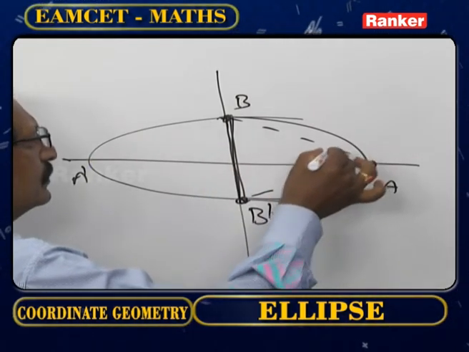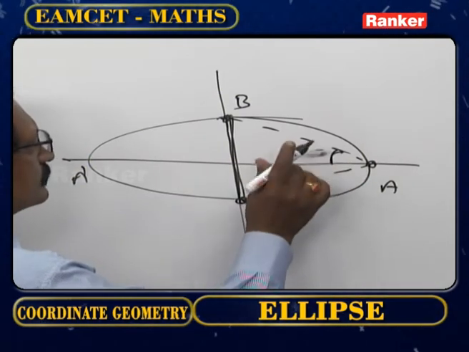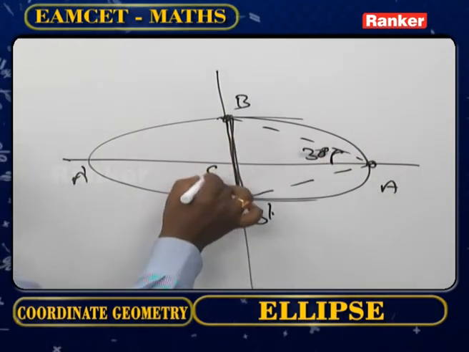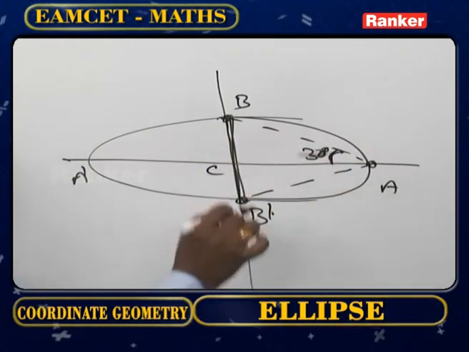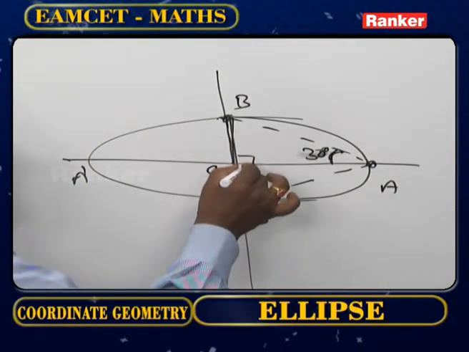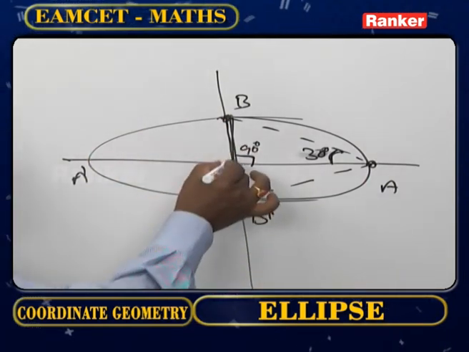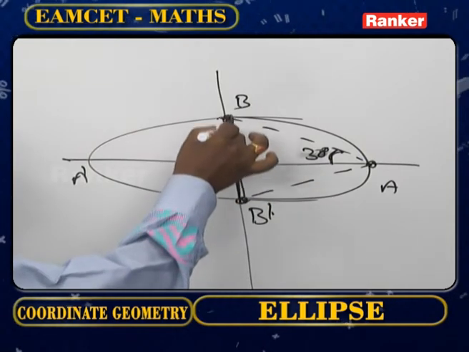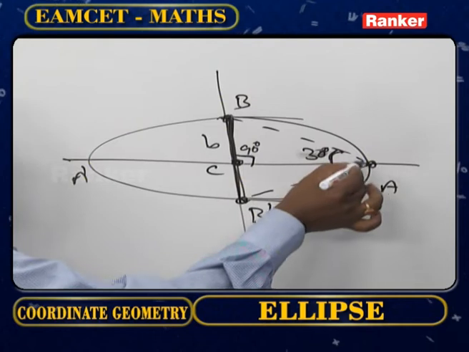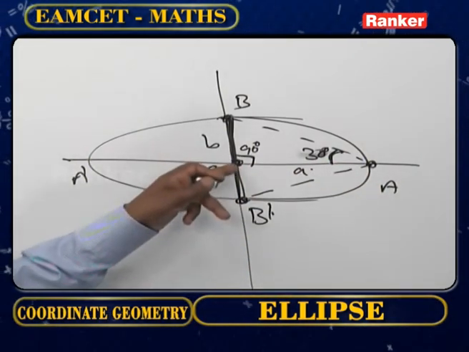Now, in an equilateral triangle, each angle equals 60 degrees, so the semi angle equals 30 degrees. Now, in triangle ACB, angle C equals 90 degrees. Always the distance between the center and one end of the minor axis, CB, equals b. Similarly, the distance between the center and one end of the major axis equals a. CA equals a, CB equals b.